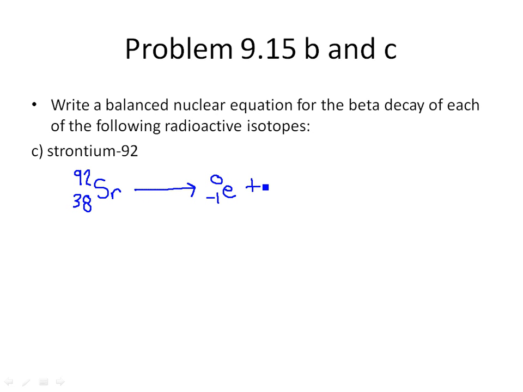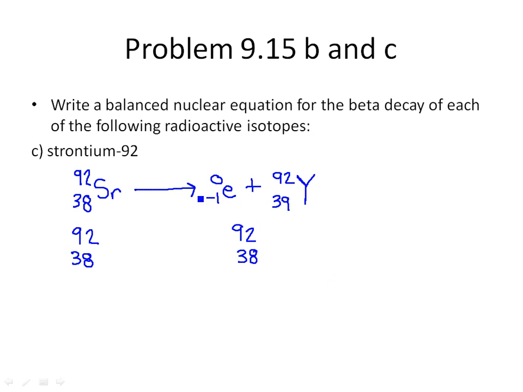Once again, we have 92 on this side, and 92 plus 0 equals 92. Our numbers have to be balanced, or have to be the same. And so we know that our atomic number is going to have to be 39, because 39 minus 1 equals 38. We have 38 as atomic number on this side as well. And so if we find 39, we find that our element symbol is Y.